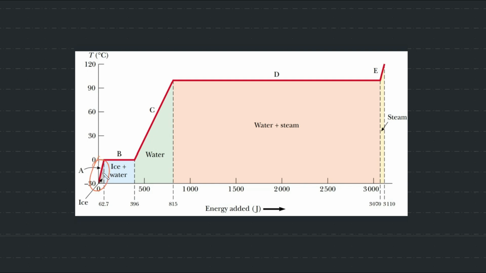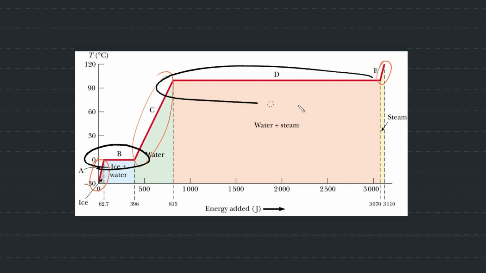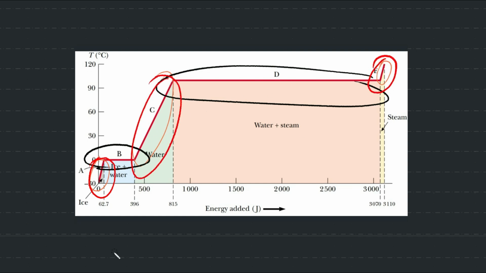Temperature change is here, here, and here. So that's your temperature change. While your phase change is over here and here. So please understand which part is temperature change and which part is phase change. Temperature change is over here, temperature change is over here, and temperature change is over there. Phase change is over here and here.